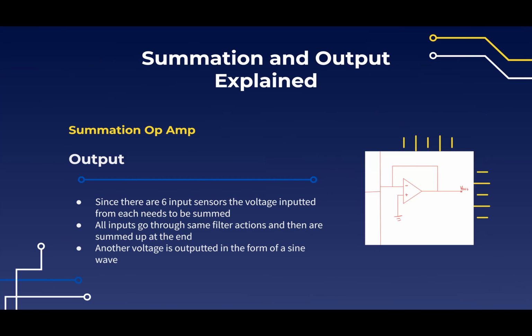The last part of the circuit that the signal goes through is the inverting summation op amp. Here the signal is corrected by being inverted again, and all 6 to 8 inputs combine to create one output voltage. This is then displayed on a computer for the doctor to read.